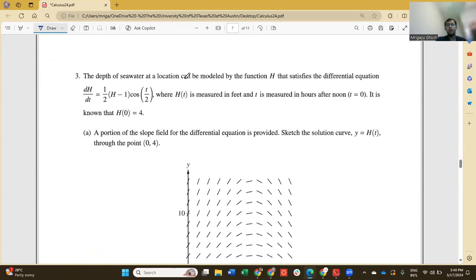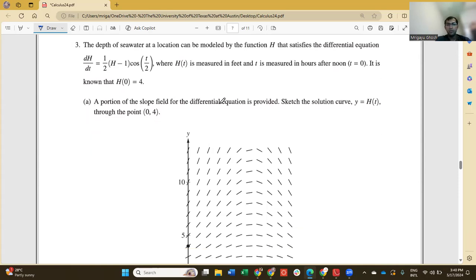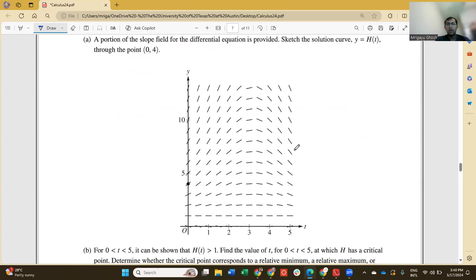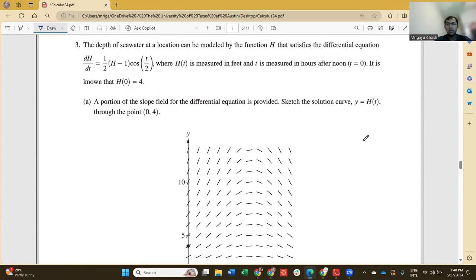Okay, so the depth of the seawater at a location can be modeled by the function h that satisfies this differential equation. H of t is measured in feet, t is measured in hours after noon. It is known that h of 0 is equal to 4. Okay, h of 0 is 4. That's an initial condition that we're probably going to need. A portion of the slope field for the differential equation is provided. We need a solution curve for h of t through the point 0, comma 4. So it starts here as they give us.